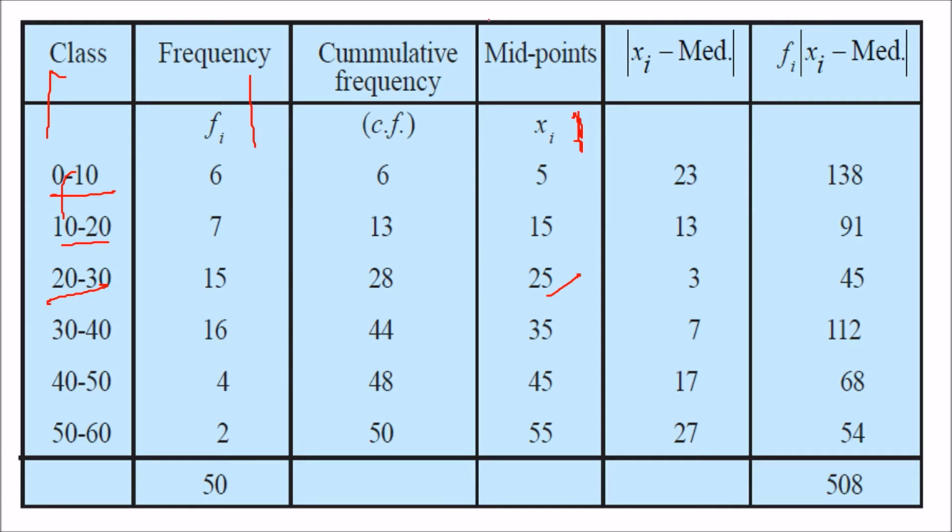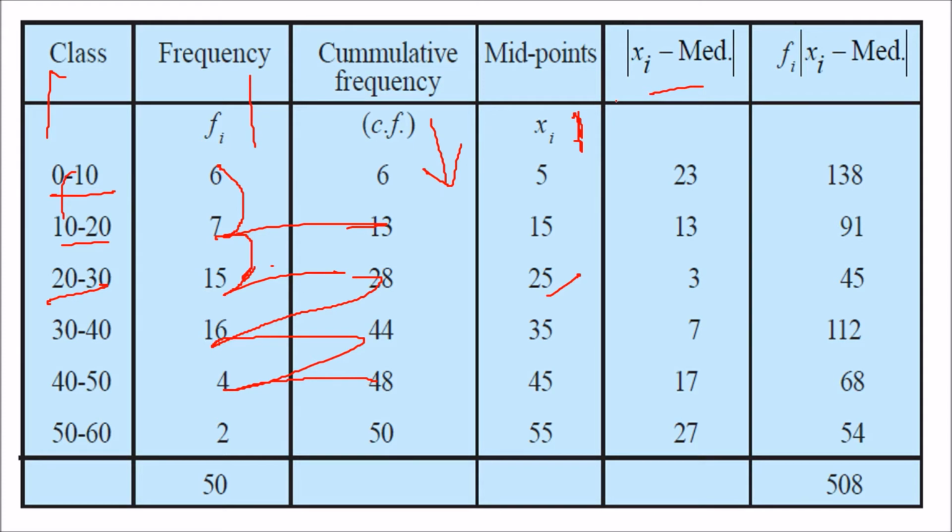This is frequency, so we have to compute the cumulative frequency. 6 plus 7, 13. 13 plus 15, 28. 28 plus 16, 44. 44 plus 4, 48. This is cumulative frequency. Now every Xi has to be subtracted from the median, and you know how to compute the median.